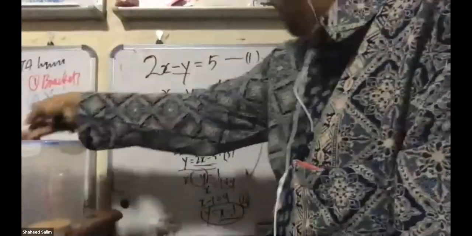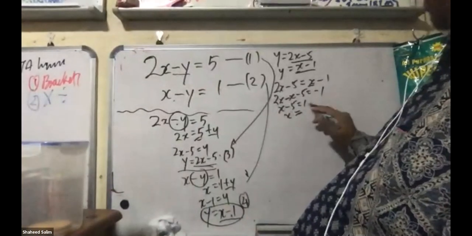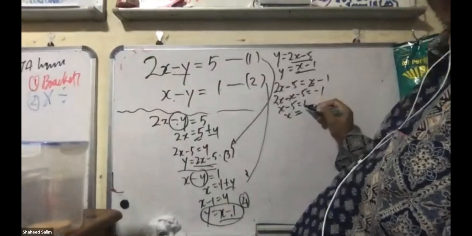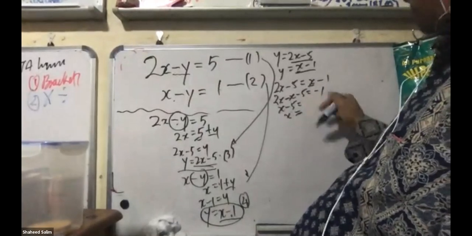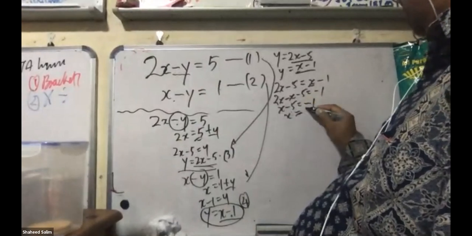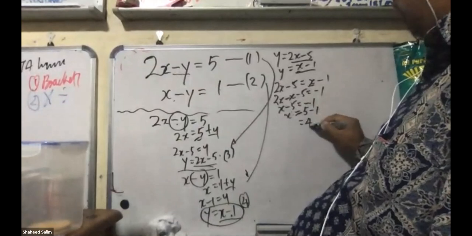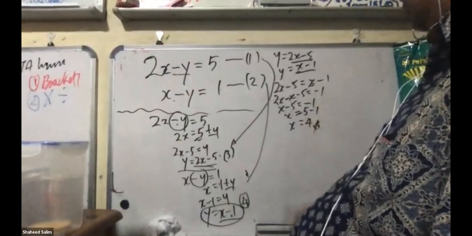Oh, sorry. There's a minus, it's minus 1. Notice my mistake. I left out the minus. Can you see? It's minus 1. I must put the minus here. So when I bring the minus 5 over, it becomes plus 5. 5 minus 1 equals to 4. Now it's correct. X equals to 4.